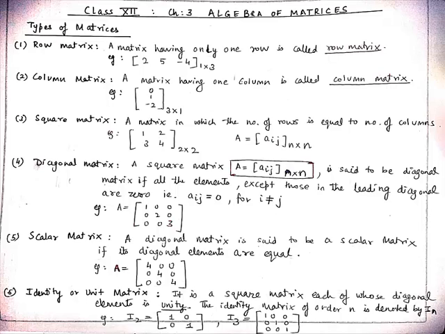Now the sixth type is identity or unit matrix, in which the diagonal elements of the matrix are unity, meaning 1. The identity matrix of any order n can be denoted by In. Let's suppose a matrix of 2 by 2 order, which is 1, 0, 0, 1. So this is the identity matrix of 2 by 2 order. Similarly, there is another example in which we have the identity matrix of 3 cross 3 order, which is 1, 0, 0, 0, 1, 0, 0, 0, 1.